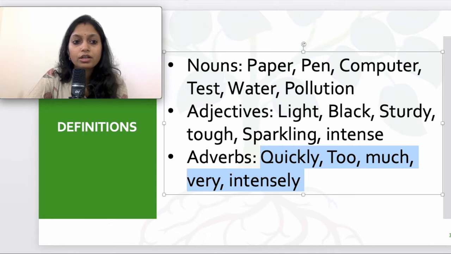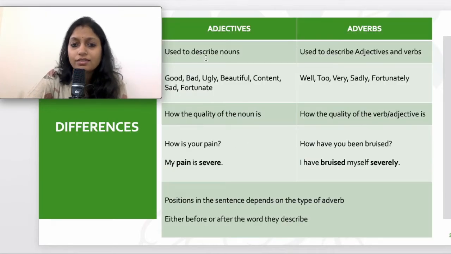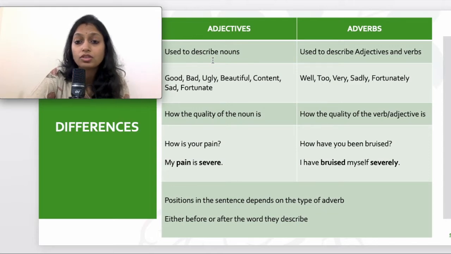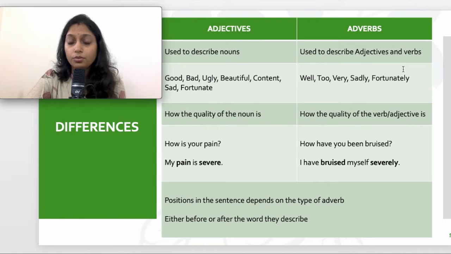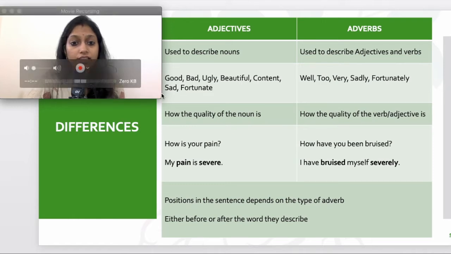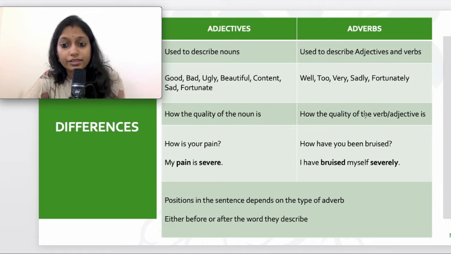Now let's take a look at quick differences between adjectives and adverbs again. So adjectives are used to describe nouns and adverbs are used to describe adjectives and verbs. These are some examples: good, bad, ugly, beautiful, content, sad, fortunate. These are words that can describe a certain noun, the quality of a certain noun. But here they're defining the quality of the verb or the adjective.